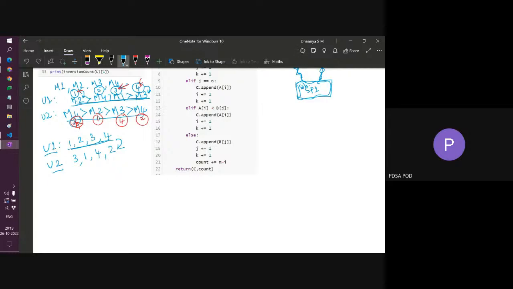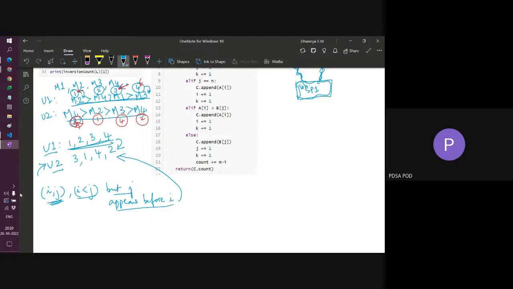We say that this pair i, j is an inversion if i is less than j, but j appears before i in this ranking. This is by default 1, 2, 3, 4, right? That is some mapping that we have given by default. That is anyway going to be 1 to n only, right? Whereas for U2, this is the inversion. Inversion is a pair i, j, where i is less than j, but j appears before i.